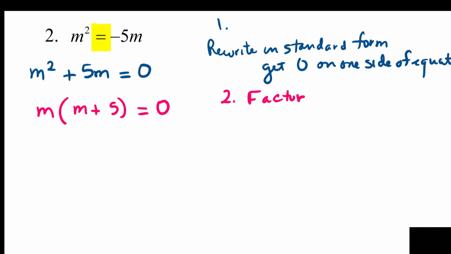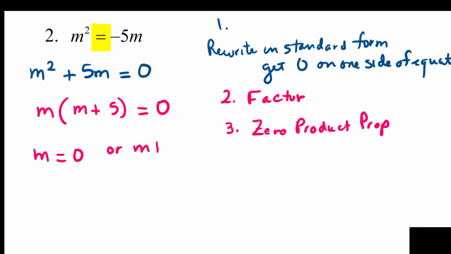We're just rewriting that. Okay, so now we're ready to use our zero product property, and that means that we're going to set those 2 quantities, each of them, to 0, and solve for m. So we get m equals 0 or m plus 5 equals 0. And we solve, and here we get m equals -5. And so our solution is 0 or -5, which are easily checked, right?